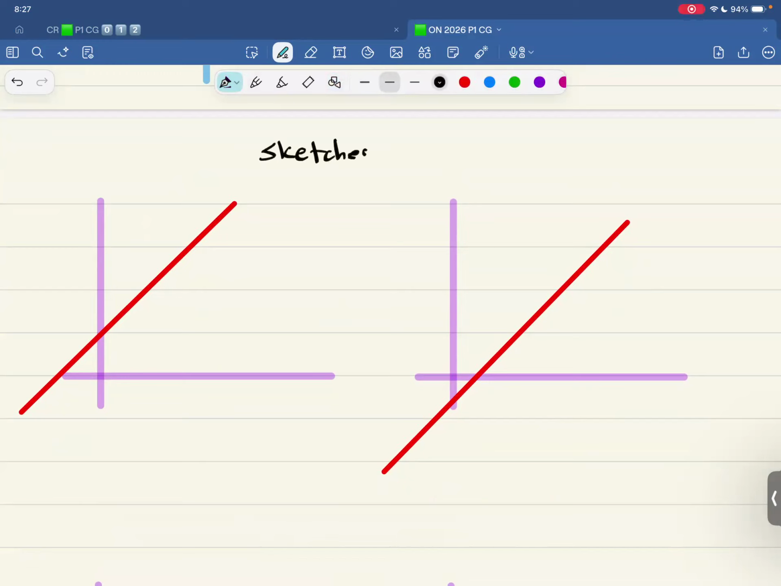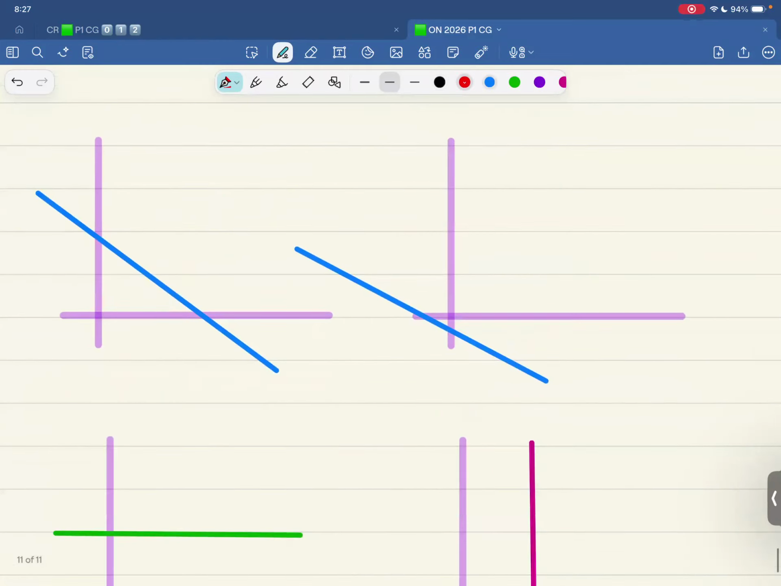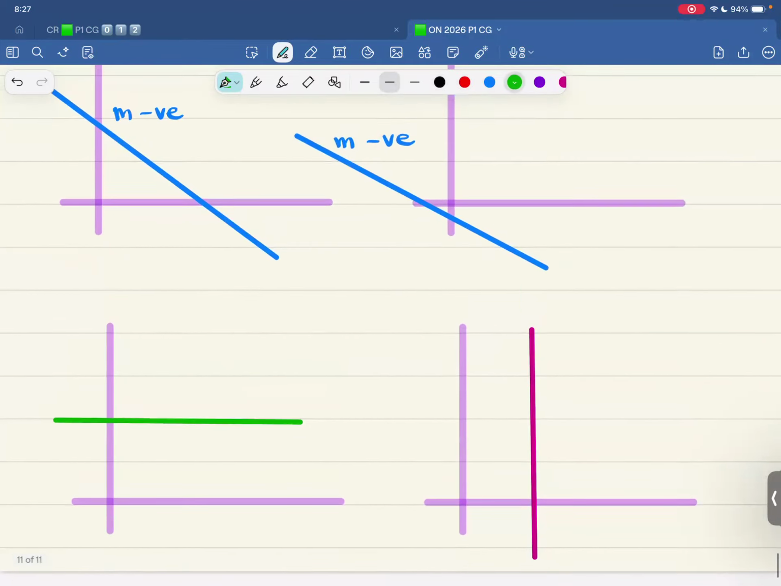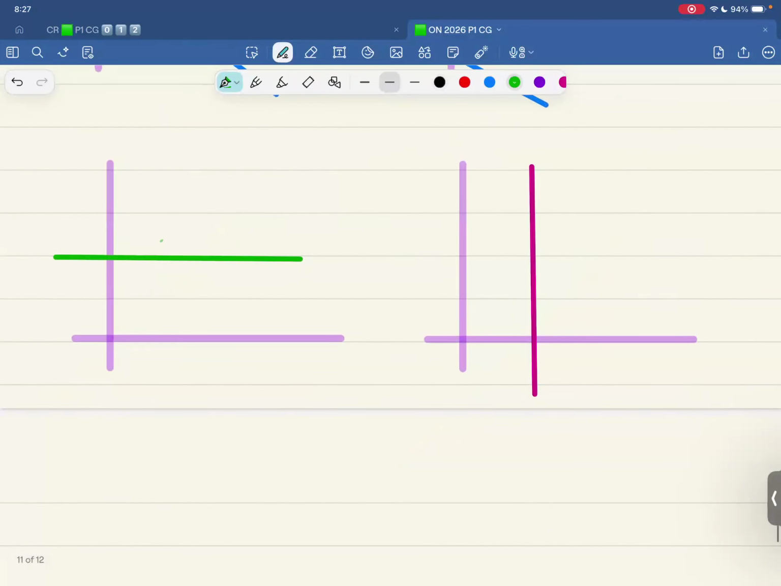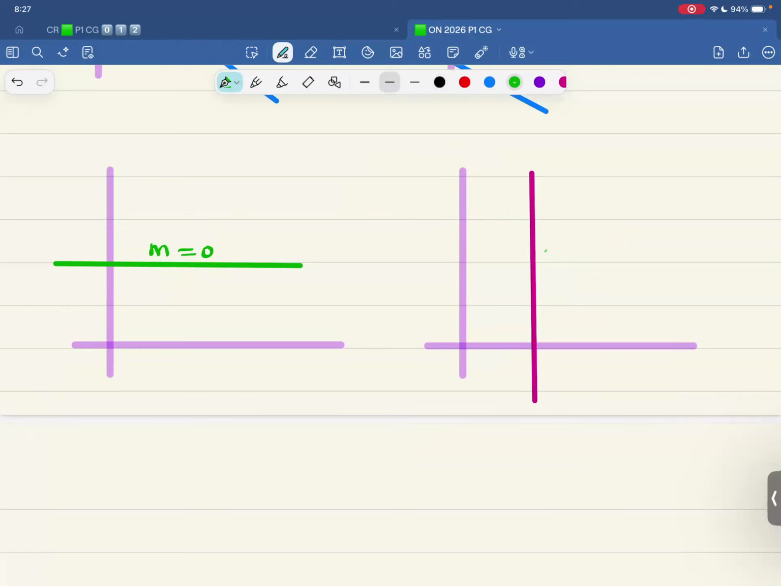Sketches of straight lines. Now, when I talk about the sketches of straight lines, this red line has a positive slope. This blue line over here has a negative slope. The green line over here has a 0 slope. And this reddish line over here has an undefined slope.